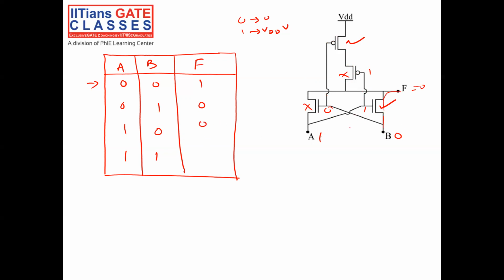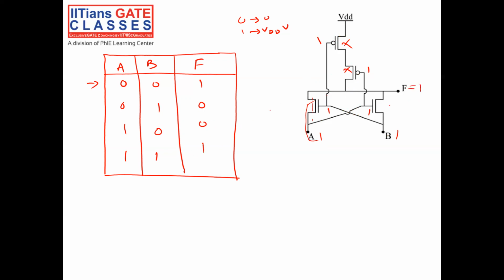Next, see the next condition. Both are 1. So 1 means here it is 1, here it is 1, and here 1 means VDD, and this is also VDD. So VDD minus VDD is equal to 0. That means this is off, this is also off, and both of the NMOS will be on. When it is on, it will be almost like a short. So 1 will go to the output. So F is equal to 1.